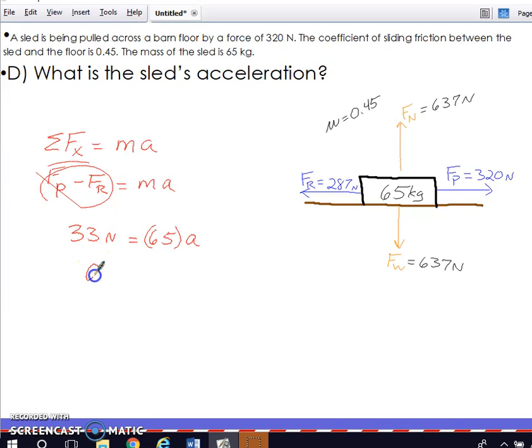And it comes out to be roughly what? You can yell it out, class. Even though I'm not here, I'll hear you in my heart. 0.51 meters per second squared. Okay. So, did we answer it? What's the sled's acceleration? Yes, 0.51 meters per second squared.